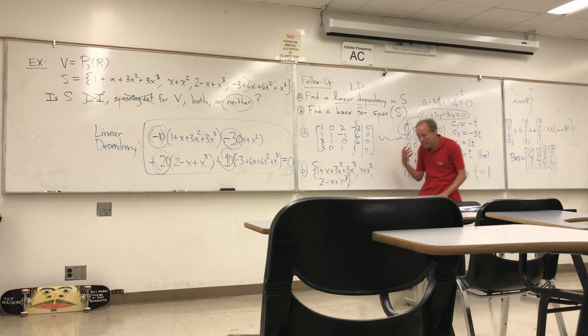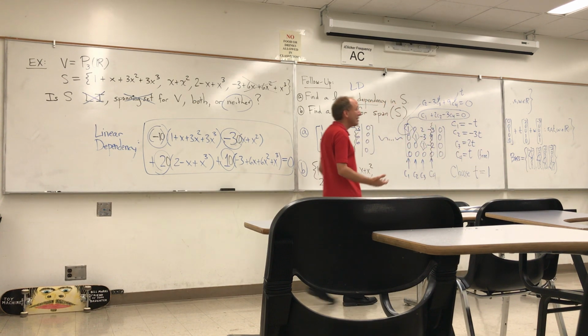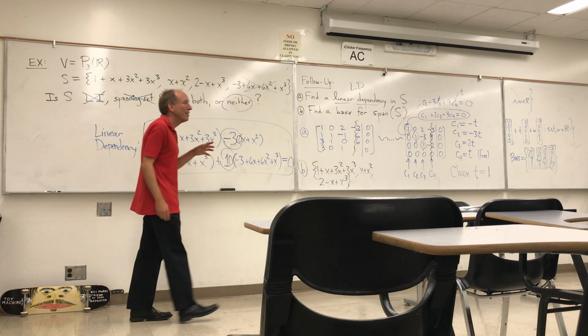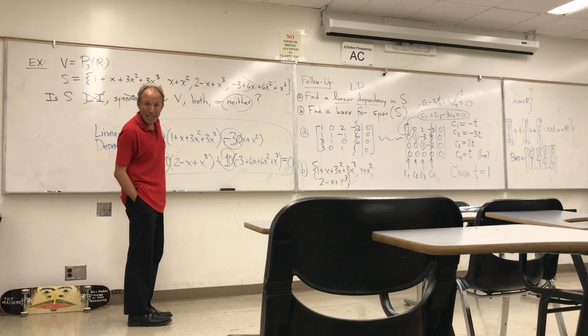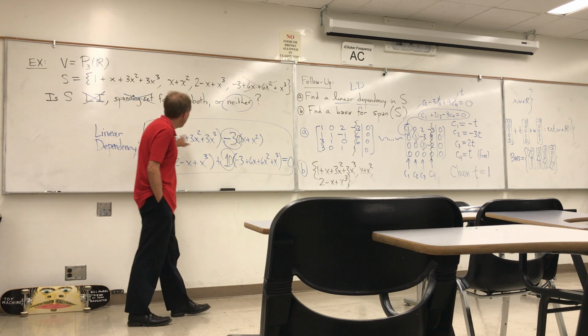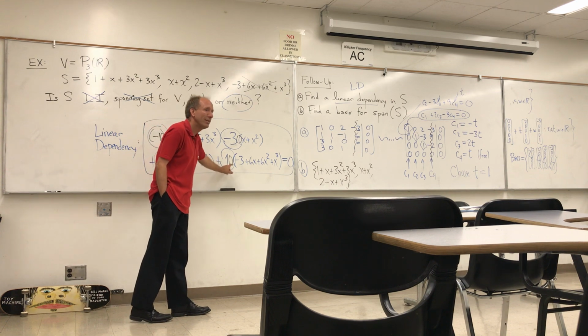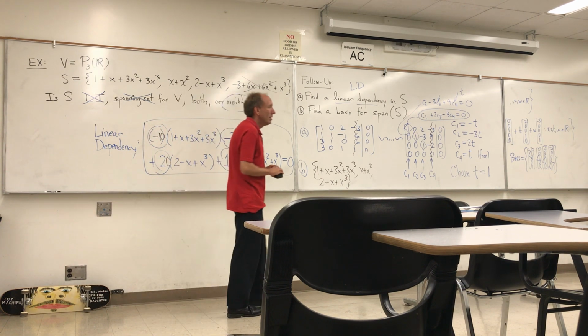So linear dependence is the opposite. It means that I can cancel my vectors out in an interesting way. In this case, I put in these numbers in here. Okay. Are we good on this?